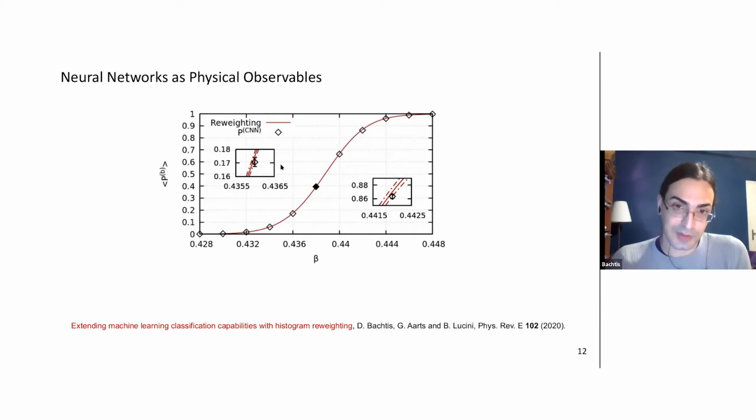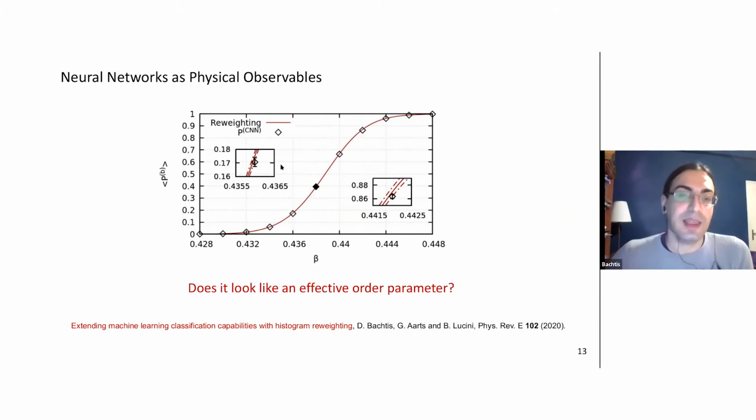So a second important observation based on this figure is that the neural network function looks like an effective order parameter. It has the value of 0 in one phase and the value of 1 in the other phase. So we then thought that we can use this neural network function as well as its fluctuations or the susceptibility to conduct a finite size scaling analysis and see if we can obtain the critical exponents of the system.